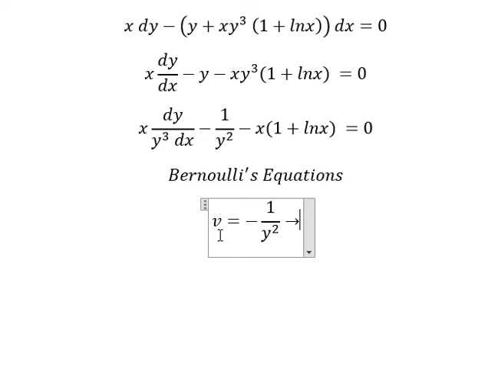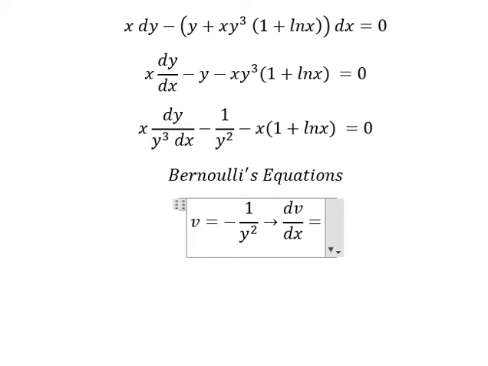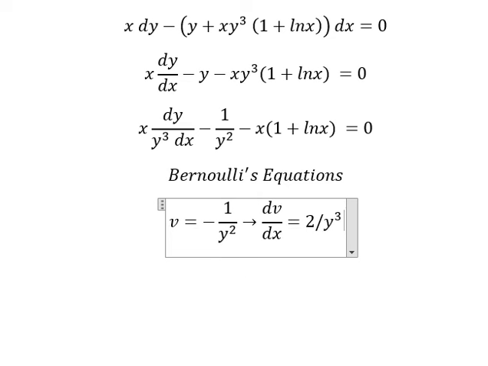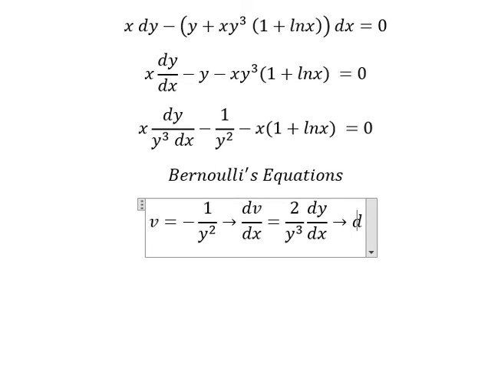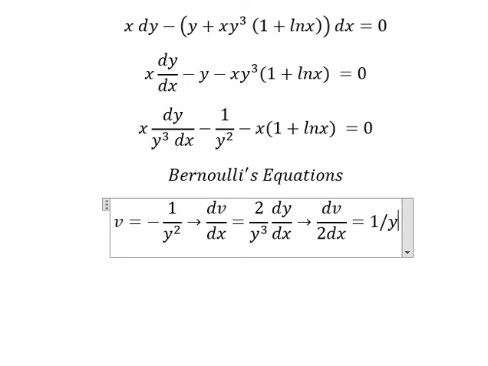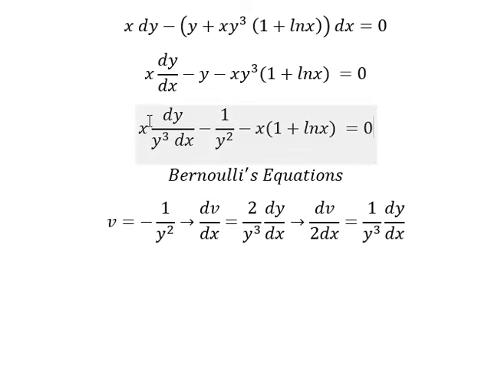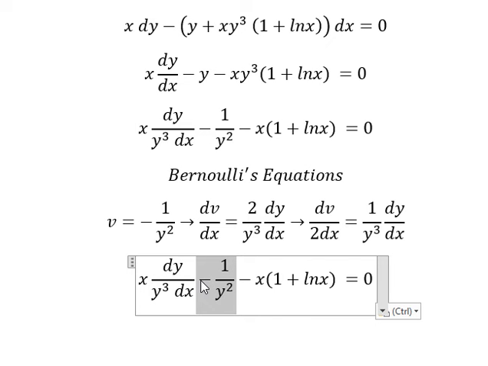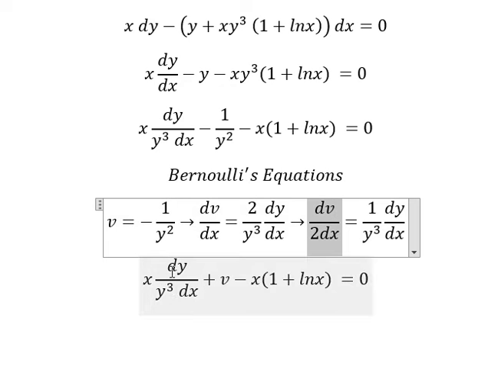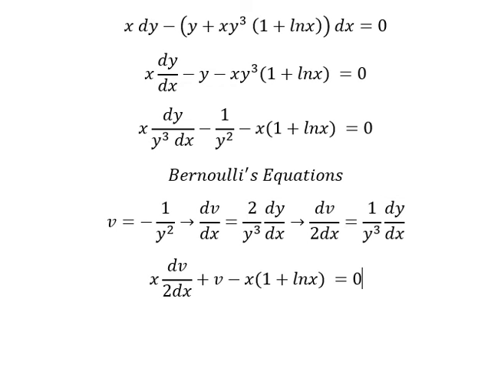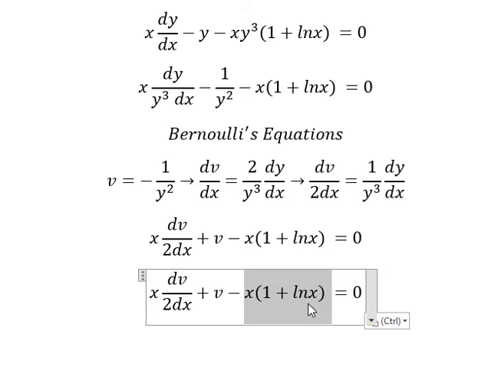Later, we first take the derivative of both sides, and we have 2 over y to the power of 3 dy over dx. Because we don't have the number 2, we divide both sides by 2. So this one we change to v. This one we change to this one. So this one I will put on the right.